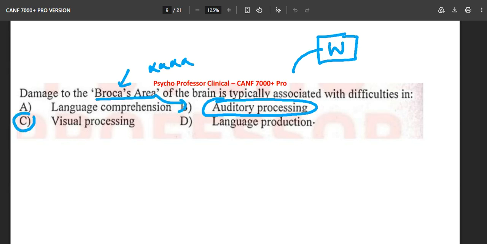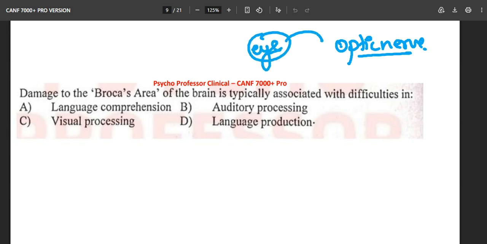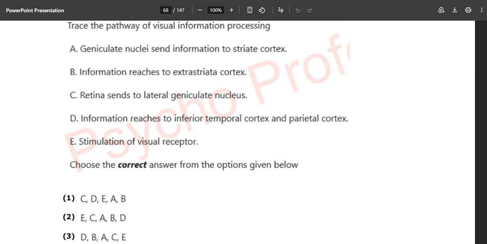Now we have visual processing, and for that we will take help of one more question, which will make things very easy, and you will also understand the concept of the optic nerve. Whenever anything is leaving your sensory areas, for example the eye, it will be the optic nerve. If it is the ear, it will be which nerve? The auditory nerve. So now the next question is: trace the pathway of visual information processing.